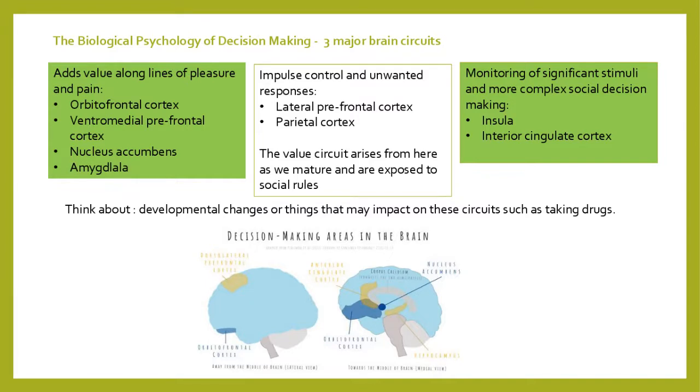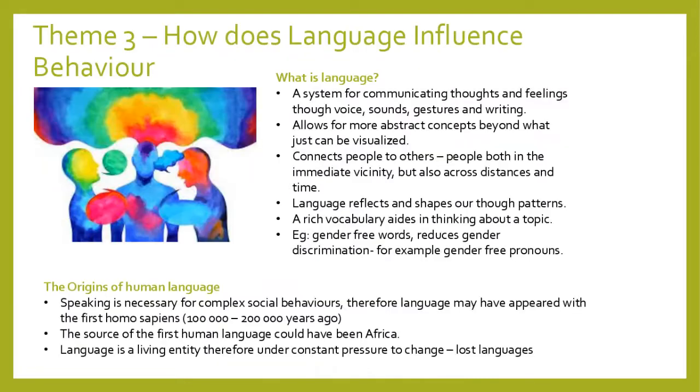So if you take drugs, your impulse control is lowered. It's working in that area of your brain. Your decision making is based around unwanted responses or along pleasure. That's a different neurocircuitry. So there are 3 different brain circuits involved in the biology of decision making.